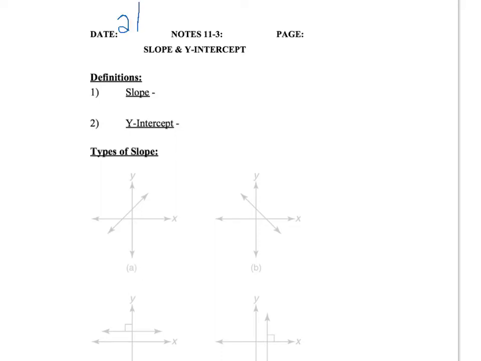So put today's date at the top of your paper. Put 2/12, since we are technically doing these notes for class on February 12th. Fill in your page number. And we are on section 11-3, slope and y-intercept.